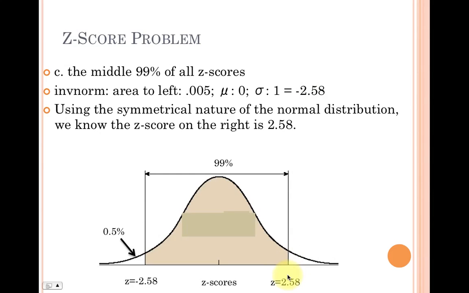Which makes sense also because 99% of area is a bigger piece of area than 90 and 95, therefore our z-score is getting more negative on the left and more positive on the right because we are being pushed out further on the left-hand side and further on the right-hand side. We are going to use these z-scores later on in a formula, and that's why we started the lecture with this exercise, because we are going to use these in a moment.